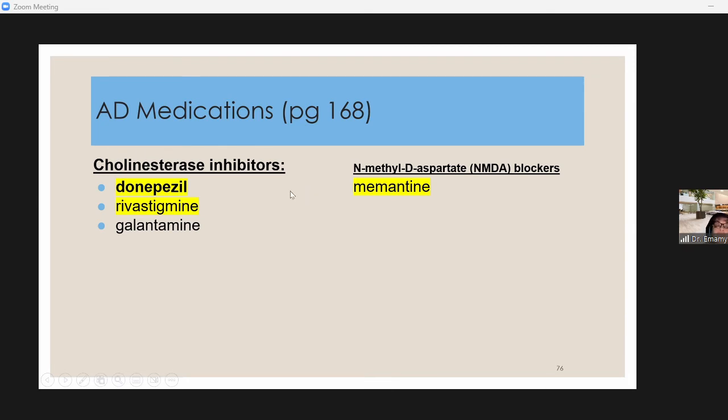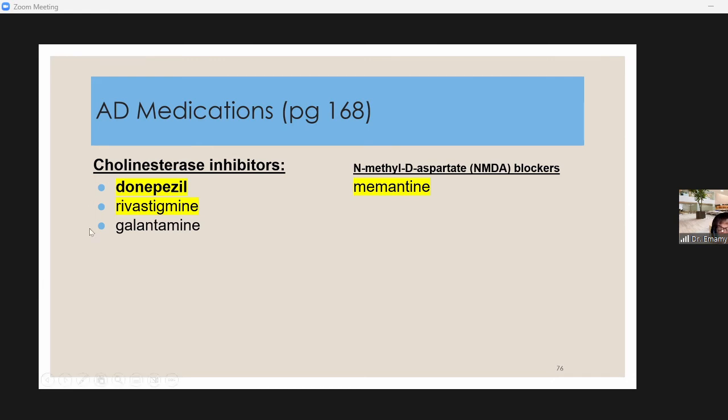Remember, we don't have any treatment for Alzheimer's, any cure for Alzheimer's. We don't have any cure for Parkinson's, epilepsy, or even for multiple sclerosis. You have just medication that decreases the signs and symptoms and gives your patient better life quality.